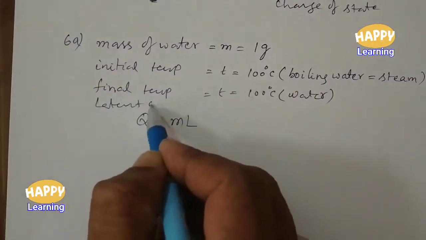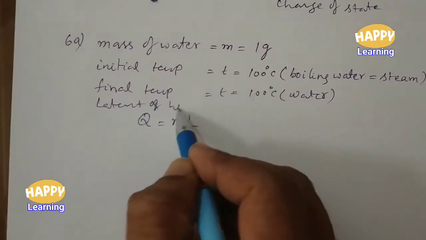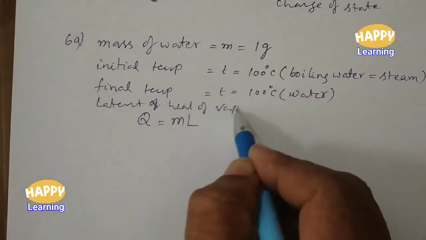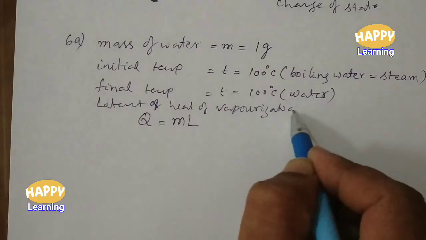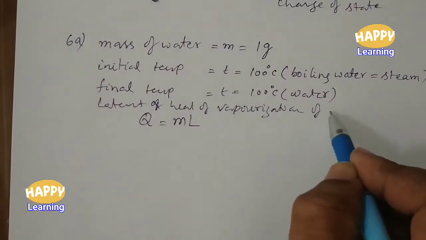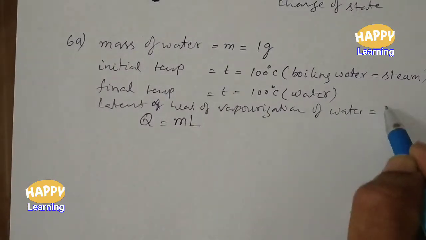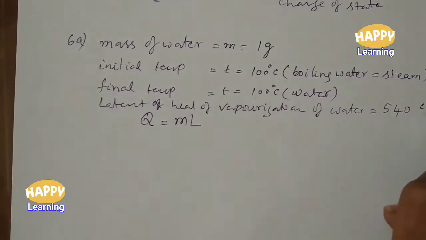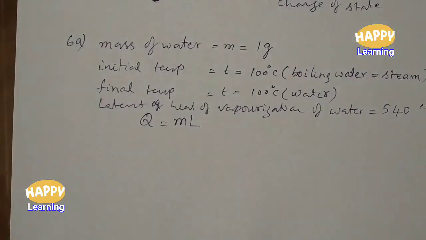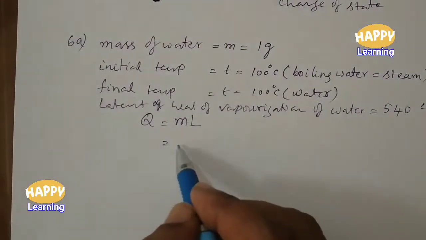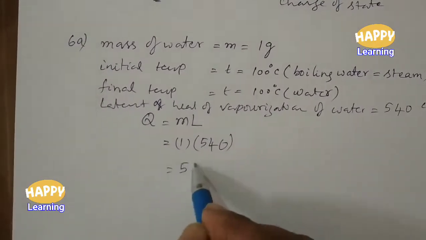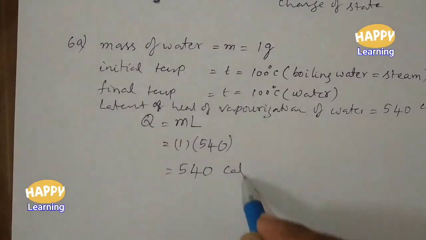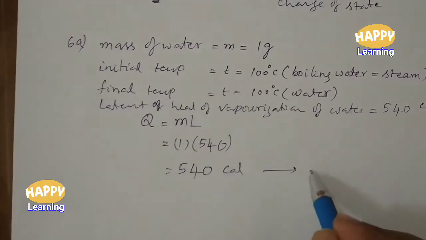Latent heat of vaporization of water equal to 540 calorie per gram. Therefore, this is equal to 1 into 540. This is equal to 540 calories. This is the answer.